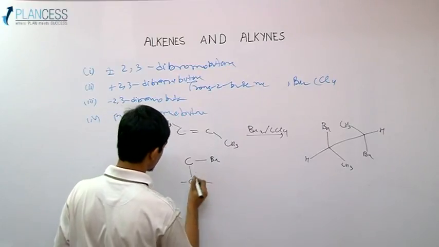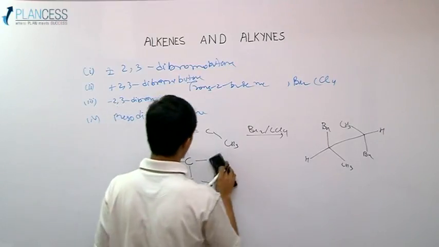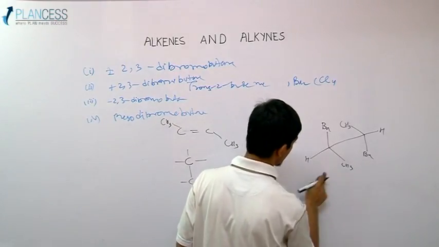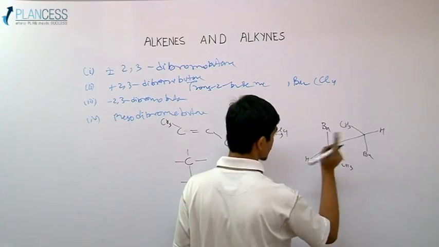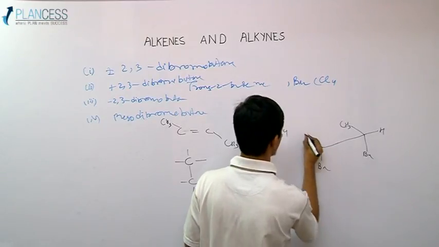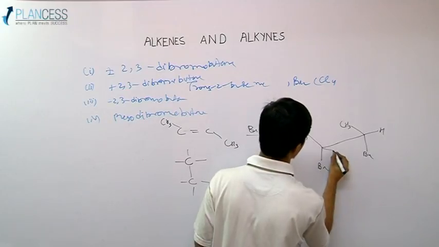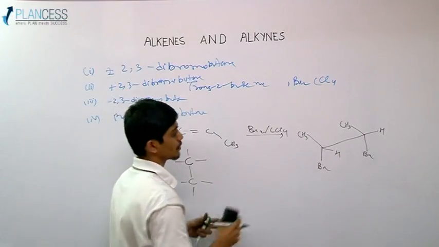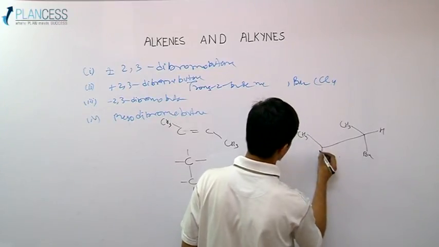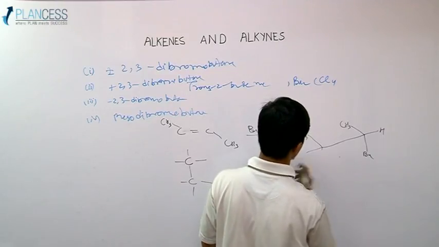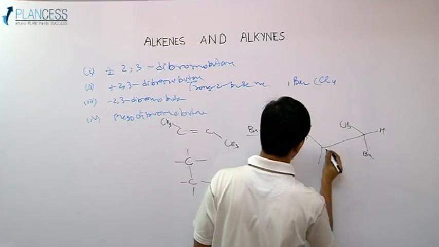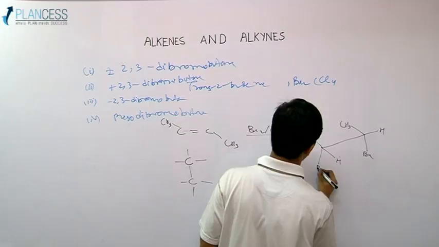Before drawing the Fischer projections, remove this Br, we will draw the eclipsed one first. So now rotate it such that Br aligns with Br, CH3 aligns with CH3, and H aligns with H. Rotating it, Br, CH3 and H. So now what do you observe? To be precise, the CH3 should be like this, and the Br should be something like this. CH3 and H and Br.